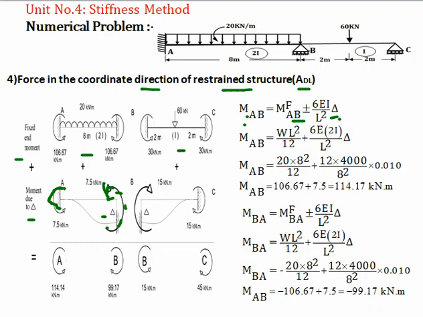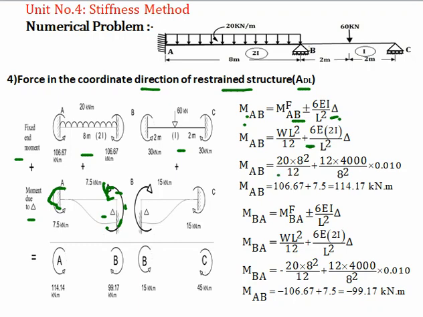The MFAB is WL square by 12 because that is a UDL, and positive. Why positive? Because the rotation is in an anticlockwise direction, both having the same rotation in anticlockwise direction at both ends. Due to the sinking of the support in a downward direction, the moment will generate in anticlockwise direction, and the same will be at end A. That is why the sign is taken as positive.